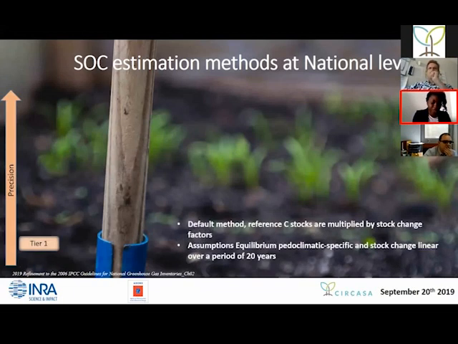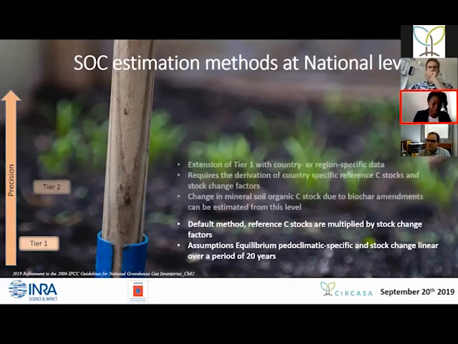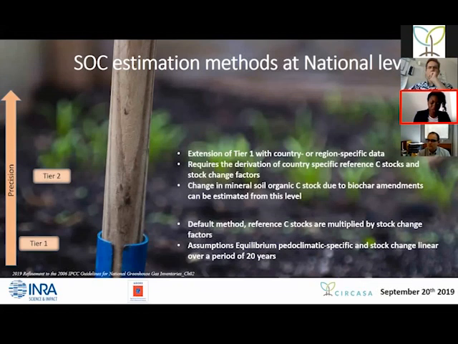So the default method, Tier 1, uses reference carbon stocks and stock change factors available in the report. At the second order of method, Tier 2, country-specific or region-specific data can be used. This is the case for France, where land use factors have been derived from regional data with the RMQS data, which is a soil surveillance network that will be presented later on by Antonio Bispo. The corresponding reference stocks and stock change factors have to be derived accordingly.